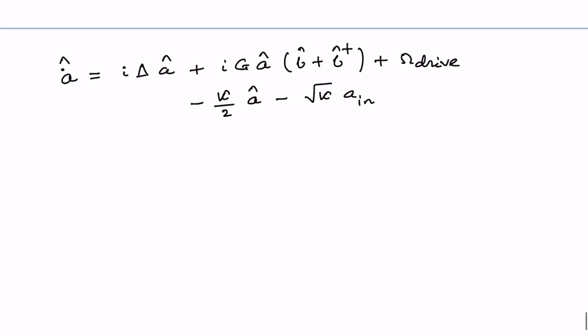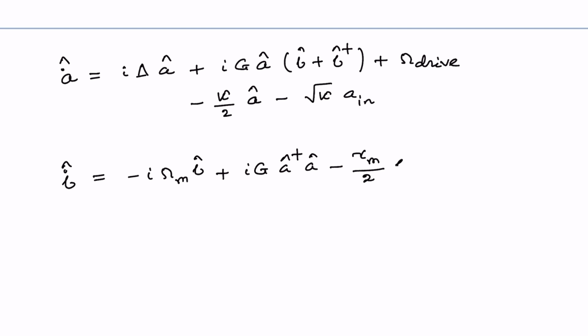So this is what I have for a dot, and for b dot I have minus i omega_m b plus i z a dagger a. Up to this I have from the Heisenberg equation of motion, and then phenomenologically I have to add this. The phonon mode is decaying at the rate gamma_m by 2, this b, and quantum noise is entering via this expression, that is the quantum noise.